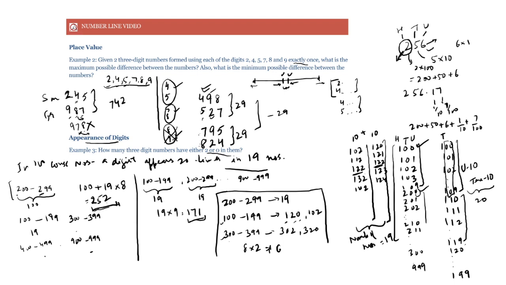So the total number of numbers is going to be 252 plus 171 minus 19 and minus 16. So this is minus 35, and this gives us 388. So there'll be 388 numbers which have either a 2 or a 0 in them.